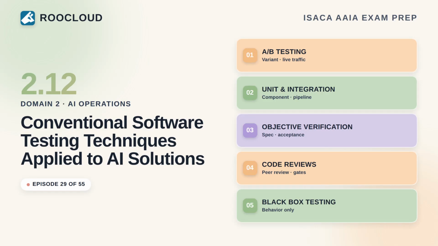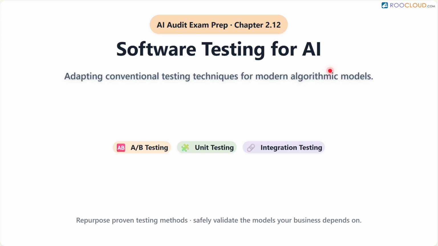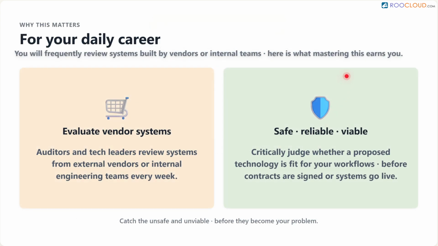Welcome to our session on adapting conventional software testing techniques for modern artificial intelligence solutions. This is part 29 of our AI Audit Exam Prep series. Today we will explore how established testing methods like A/B testing, unit testing, integration testing, and others can be repurposed to validate complex algorithmic models.